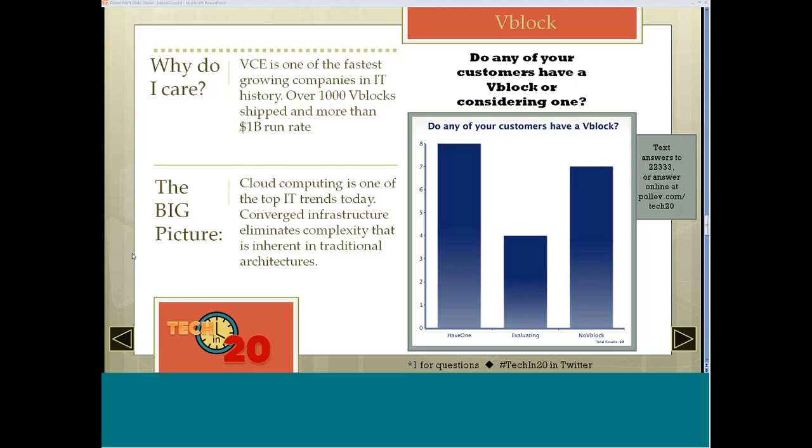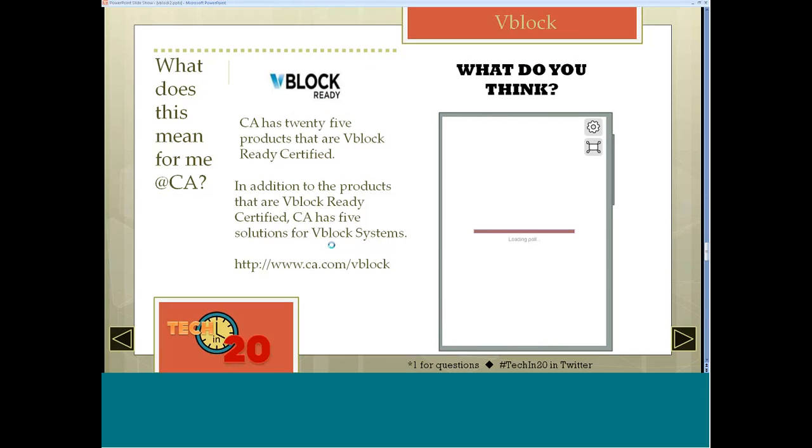And I have read about IBM being in the converged infrastructure market as well. Haven't heard much about them, but they have their own compute and storage solutions that would back theirs. So, does that answer your question? Yeah, thanks. What does this mean for you at CA?